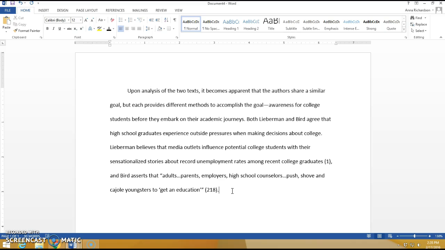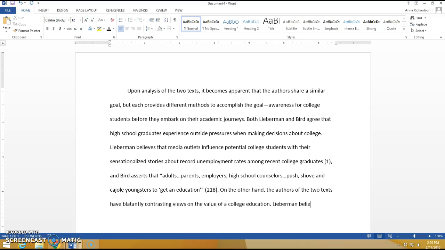Now I am going to continue with my differences. So I'm going to use a little transitional phrase here. On the other hand, and if you want to just Google transitional phrases for compare and contrast, it will give you a plethora of different phrases that you can use. There are lots of them. On the other hand, the authors of the two texts have blatantly contrasting views on the value of a college education.